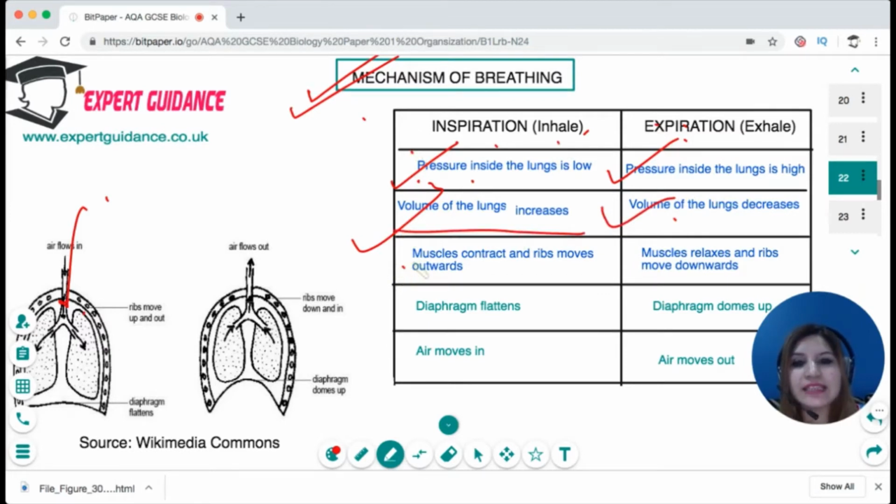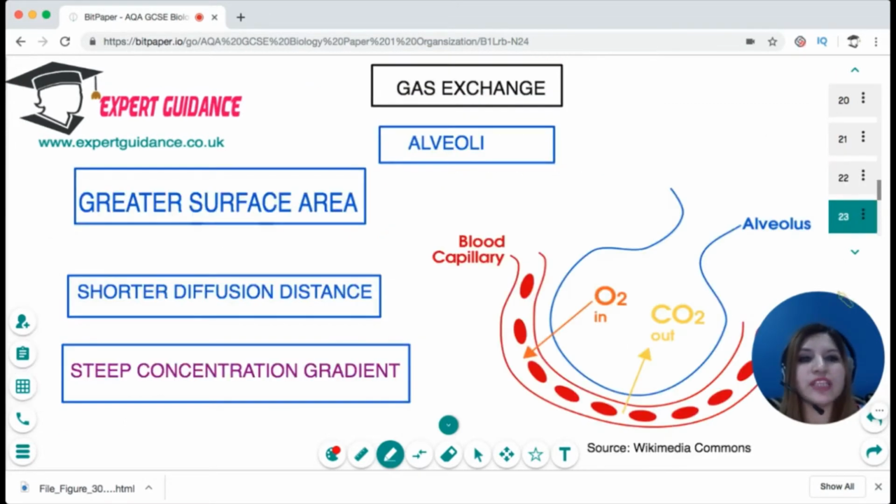How does the volume increase in inspiration? It is the rib muscles: they contract and the ribs move outwards. In expiration, the ribs relax and move downwards. The diaphragm flattens, which increases the volume, and the air moves in. In expiration, the diaphragm domes up, which decreases the volume and the air is pushed out. So you should know the mechanism of inspiration and expiration, and what changes take place inside the lungs or the ribs for inspiration and expiration to take place.